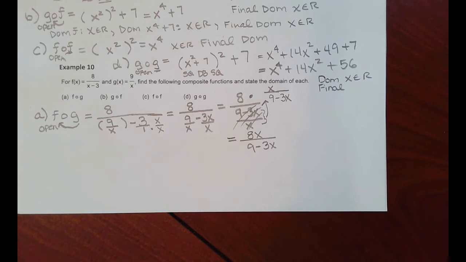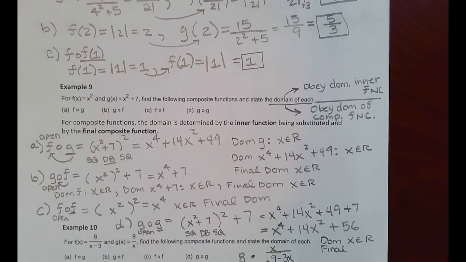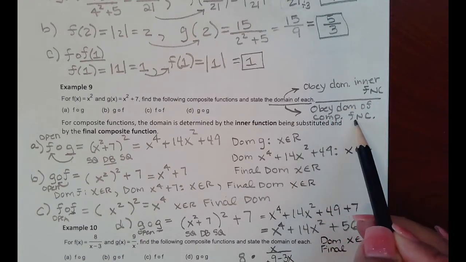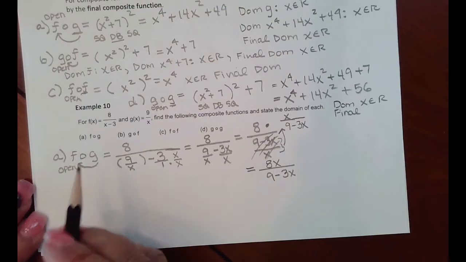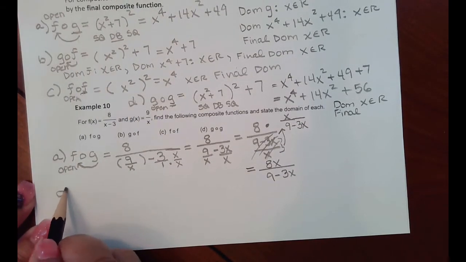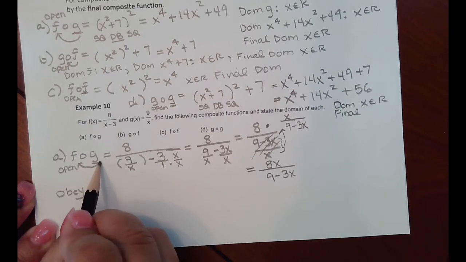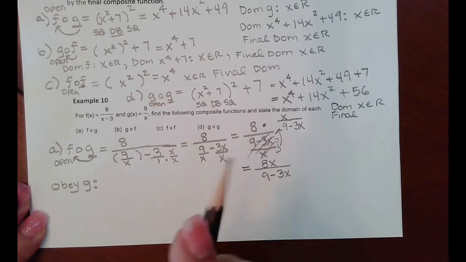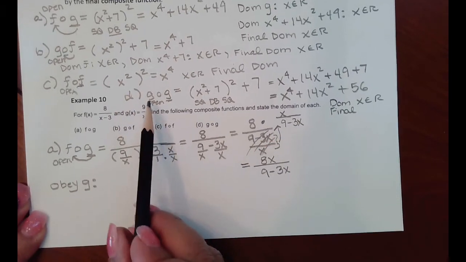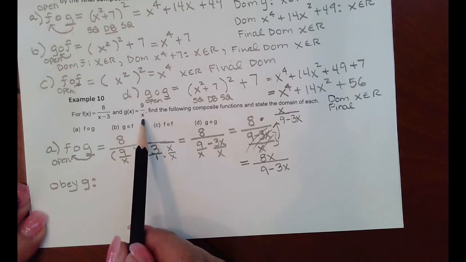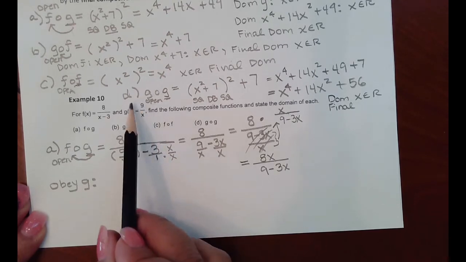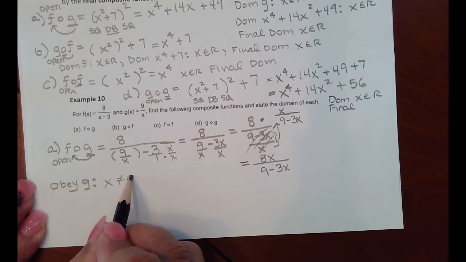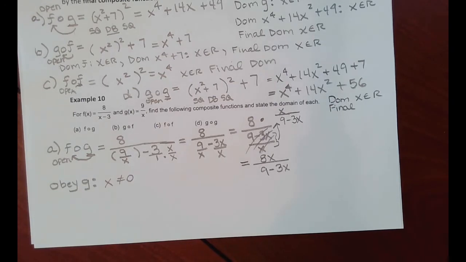Okay, now let's try and do the domain. Remember there are two considerations. You need to obey the domain of the inner function as well as obeying the domain of the newly composed function. So let's do that. First, let's do the domain of the inner function. Looking at the g function, we see that the only thing that would make this undefined is if x was equal to 0. That would make a 0 on the bottom, thereby making the whole fraction undefined. So for the g function, x cannot be equal to 0. It can be anything but 0.